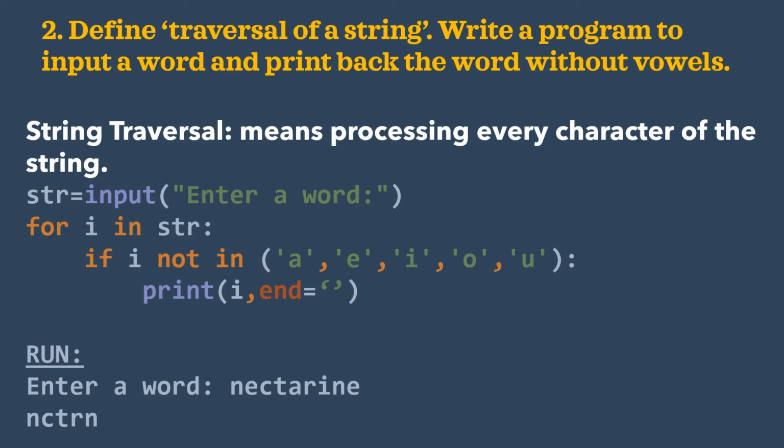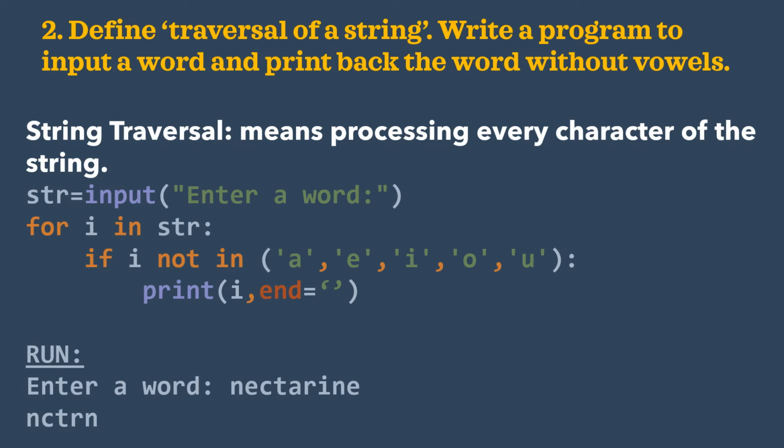Here, the string which is entered by the user is stored in a variable called str. Now with the help of a for loop, we are just removing the vowel characters. That means for I in str, if I not in a, e, i, o, u, that means I is not any of the vowel characters, then print I, and it will end with, that means it will not end with a new line. That means it will be printed in the same line.